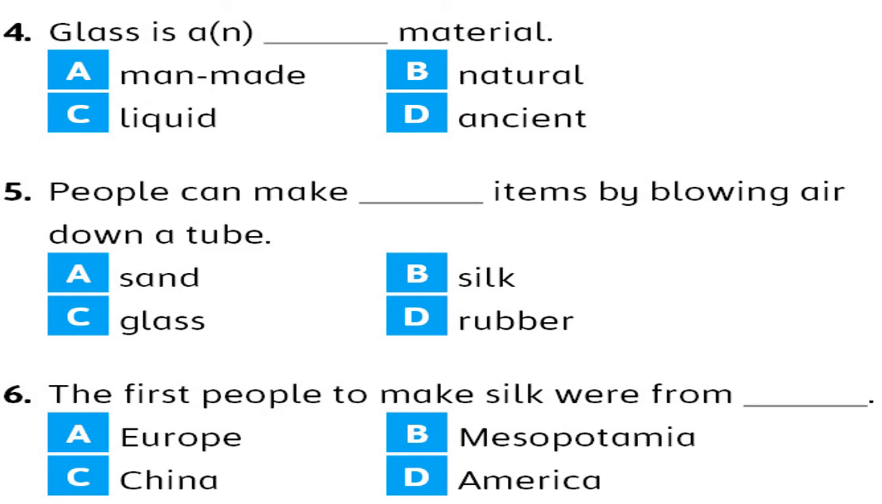Number 4. Glass is a material. Man-made, liquid, natural, or ancient? Man-made. Number 5. People can make items by blowing air down a tube. Sand or glass or silk or rubber? Glass. The last one, the first people to make silk were from? Europe, China, America? China.